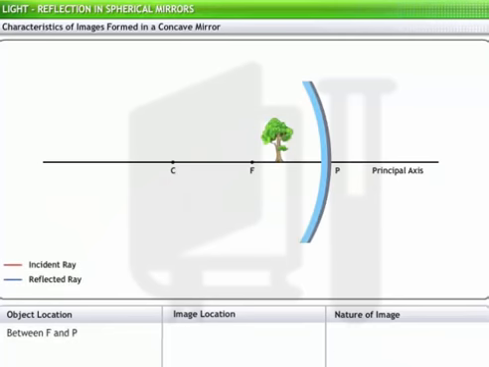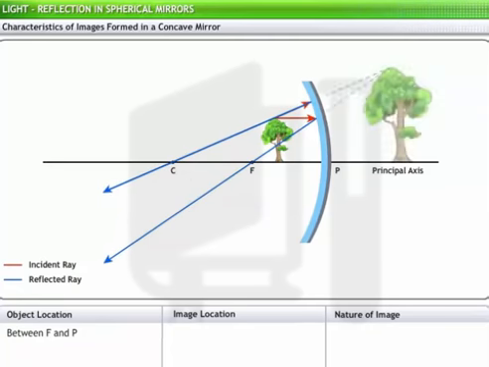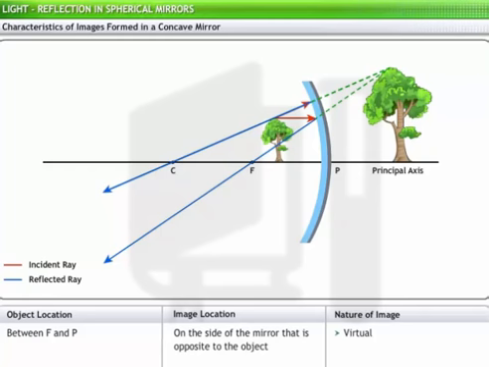When the object is placed between the principal focus F and the pole P, the image is formed on the side of the mirror that is opposite to the object. The nature of this image is virtual, erect and magnified.